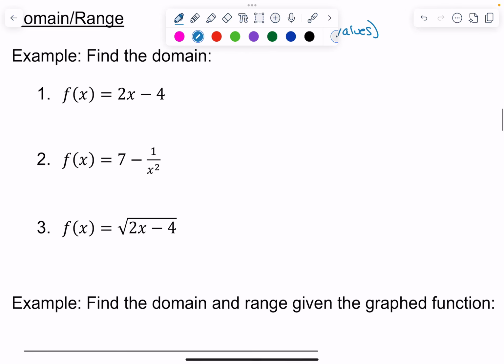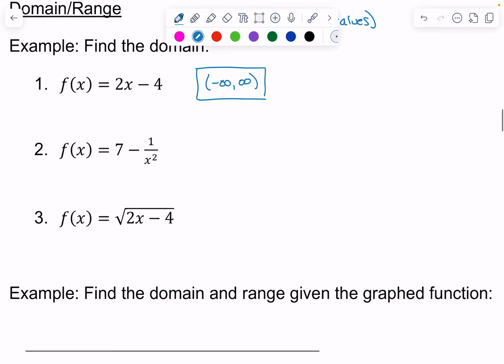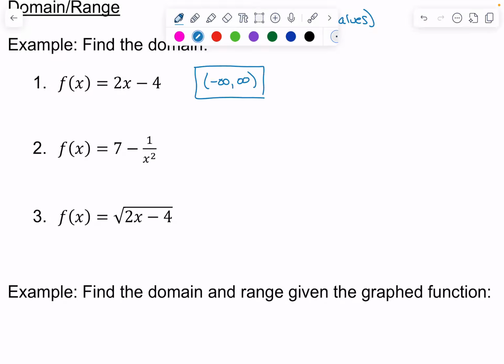All right. So if we look at this first one here, f of x is equal to 2x minus 4. What I notice is that there's no fraction, there's no square root, there's no log. It's really just a line. And so it keeps going for all reals. So I'm going to have a domain of negative infinity to infinity. All right. This right here is interval notation, which I really wanted to have earlier. Or wanted to say earlier anyway. All right, so this is my interval notation for this one.